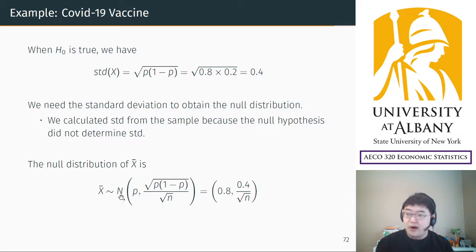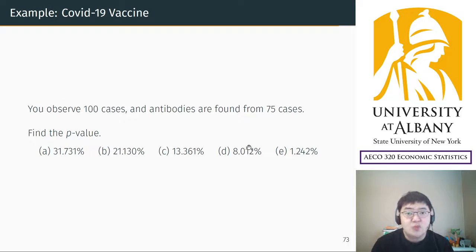And so far I did not mention anything about data. I just described the hypothesis and how the data look like, how the distribution look like, and what's the null distribution. Now you can go survey and collect data. And suppose that you observe 100 cases, 100 people have the vaccine, and you study their, say, blood, and antibodies were found from 75 out of 100. Then find the p-value.